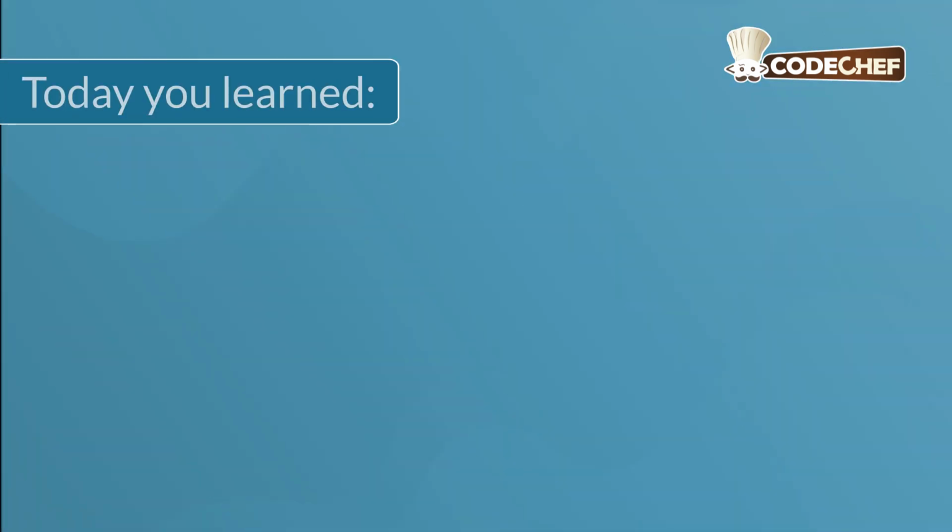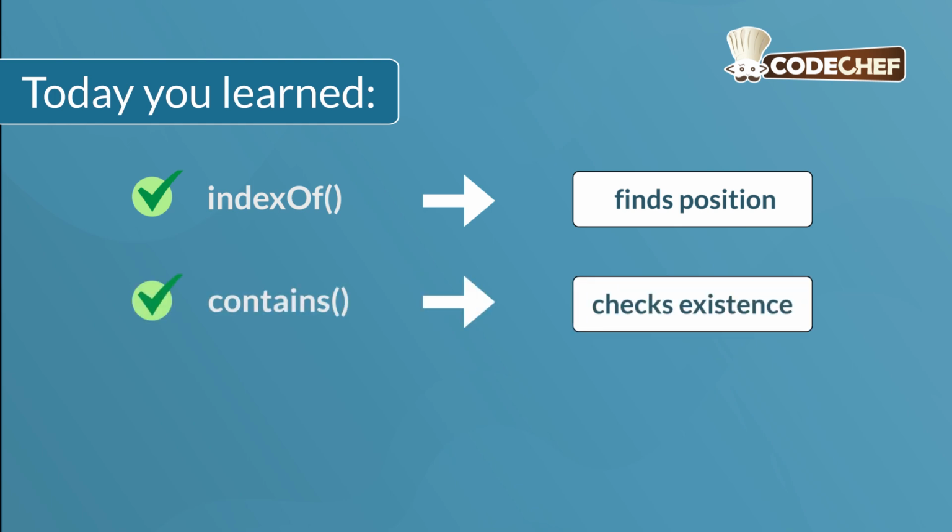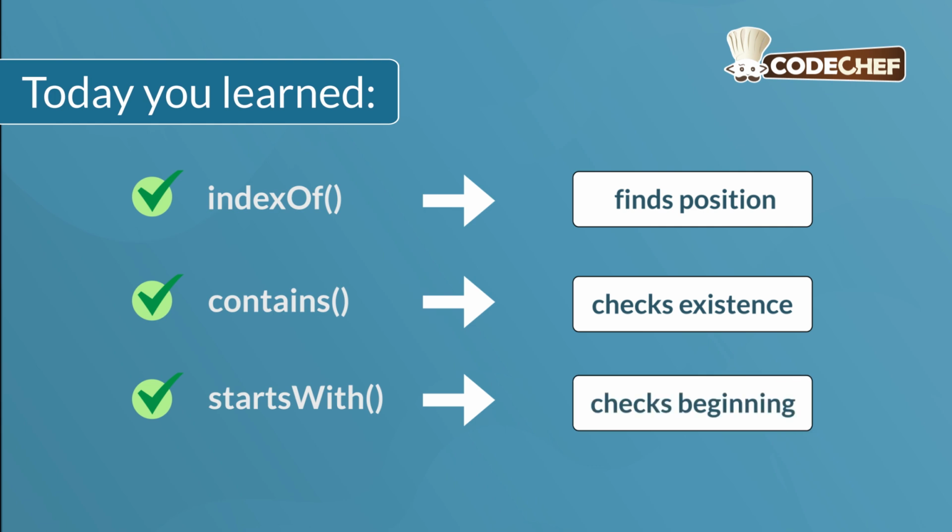Today, you learned 3 powerful string search methods. indexOf tells you where something appears, contains tells you if it appears, and startsWith tells you how your string begins. They make searching and filtering text in Java simple and efficient.